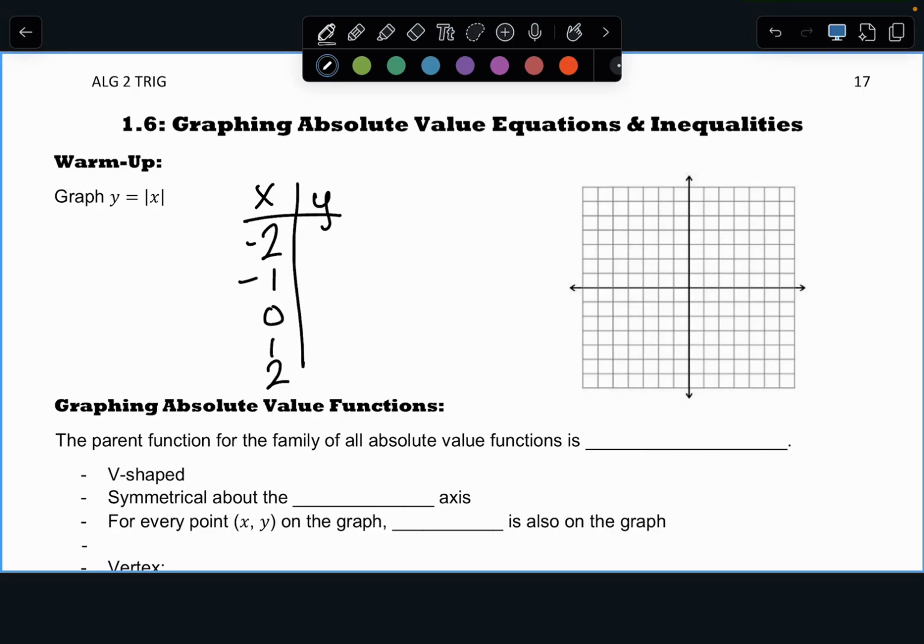So those numbers that I put on the left, you are just taking the absolute value of them and sticking that number in the Y column next to it. Numbers on the left, you're just taking the absolute value, plugging them in.